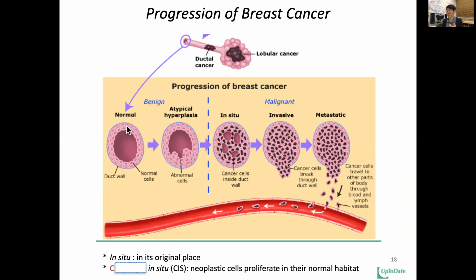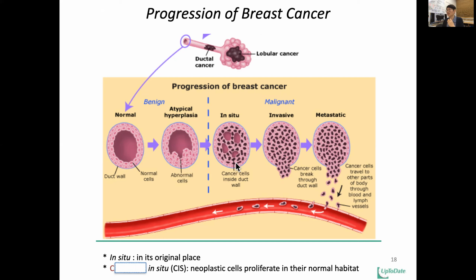So in the normal case, there is a normal duct wall and normal epithelial cells. And sometimes over time, it can become atypical hyperplasia. Hyper means it has more number of cells. You see the number has been growing. So this is kind of abnormal, but still we don't talk about this as malignant. So it's still a benign stage.